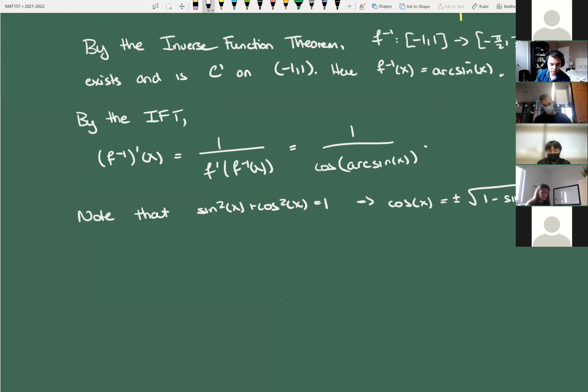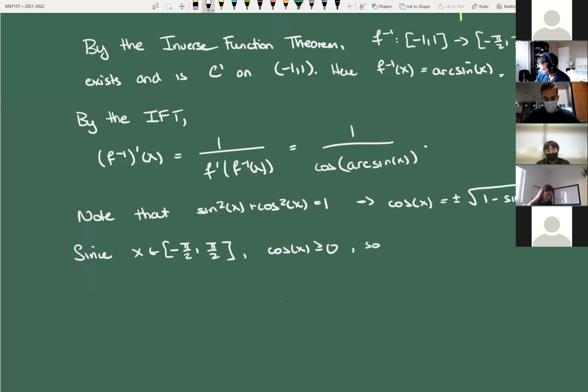Am I taking the positive square root or the negative one? Why? Yeah, sure. Since cos x is greater than 0 on this interval, right? So we are restricting x. Since x is in negative pi by 2 to pi by 2, cos x is greater than or equal to 0 on this interval, right? So in fact, we're only going to take the positive square root.